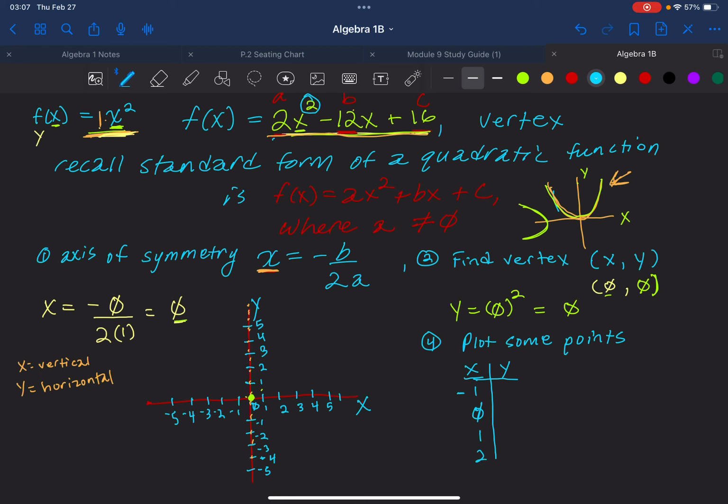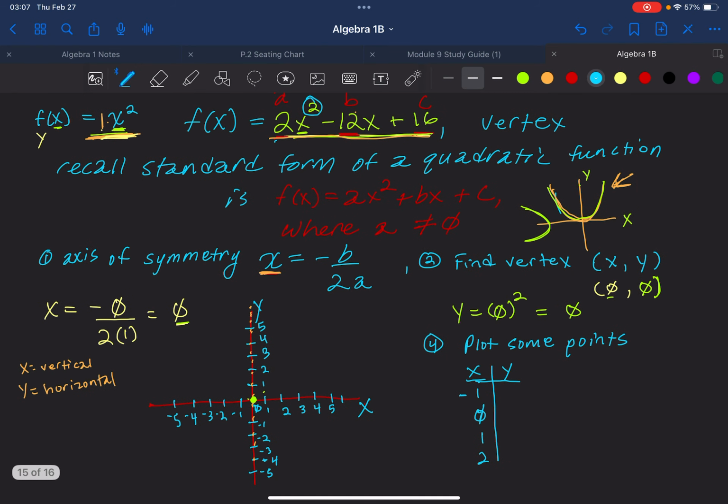Now, I'm taking my function, in this case f of x, y equals x squared, and all I'm doing is taking these points from my x coordinate and substituting them in for x and solving for y. Okay, so let's do -1. If I plug in -1 for x, well, -1 squared is just +1. So I know that x is equal to -1. I'm going to have a +1. So I plot my first point.